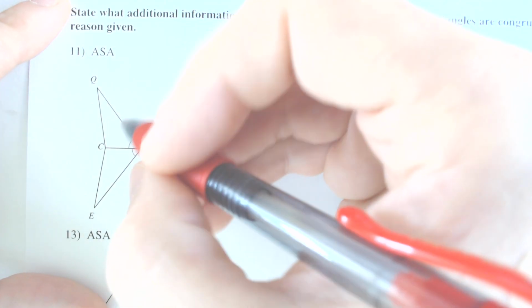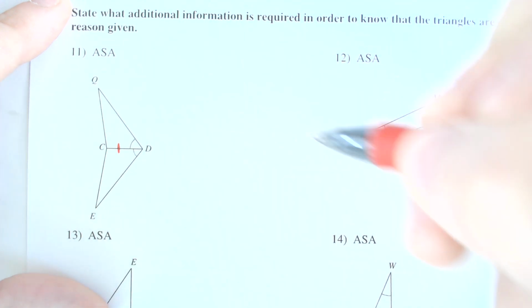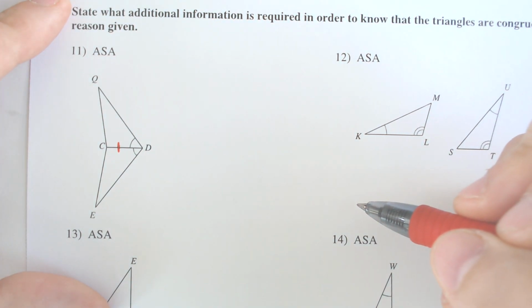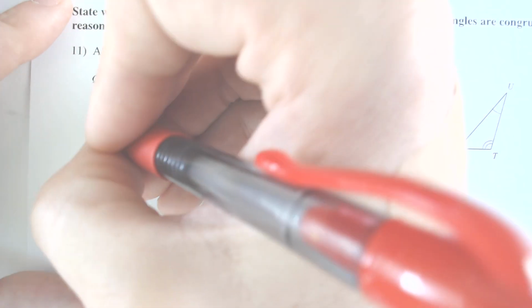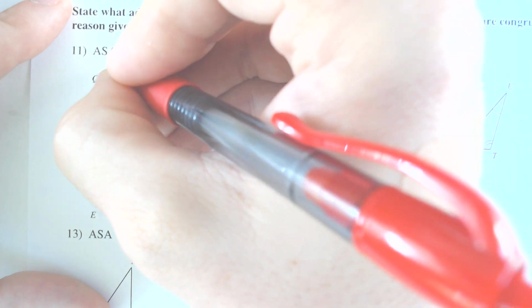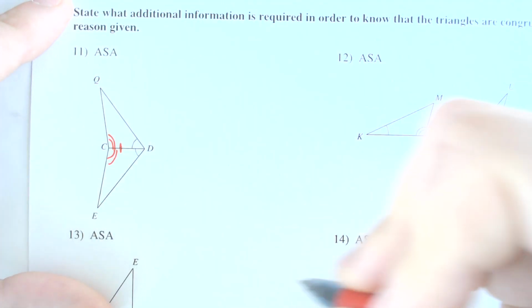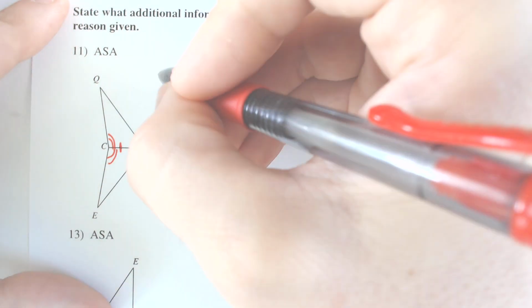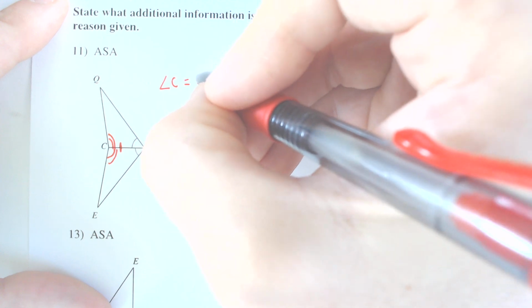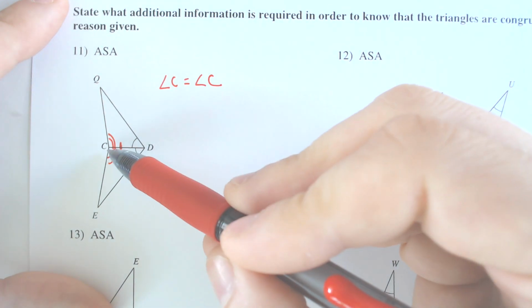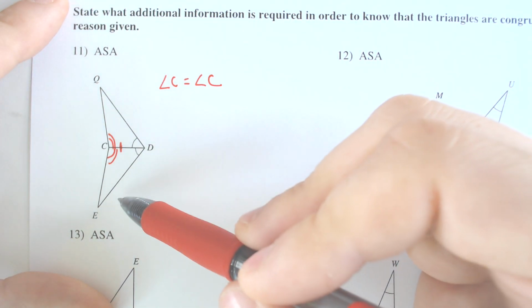So here we have an angle and we have a shared side. Right there, the one that I just filled in. So the thing that we need for it to be angle, side, angle would be these two angles that I'm drawing right here. You are not allowed to say angle C must equal angle C though, because both of those are angle C in its entirety.